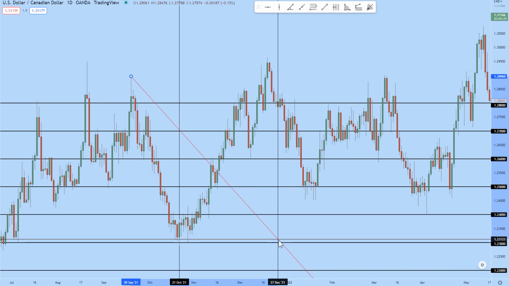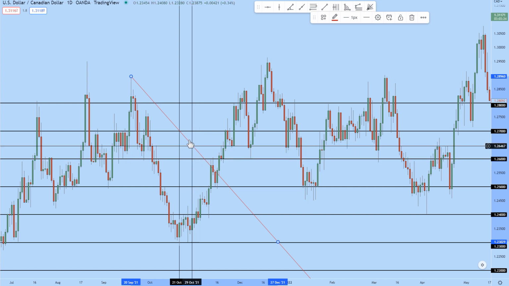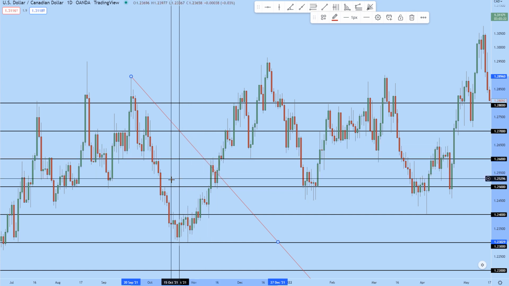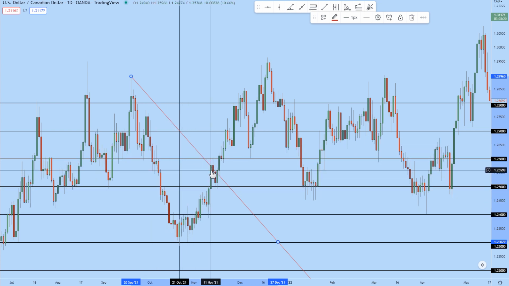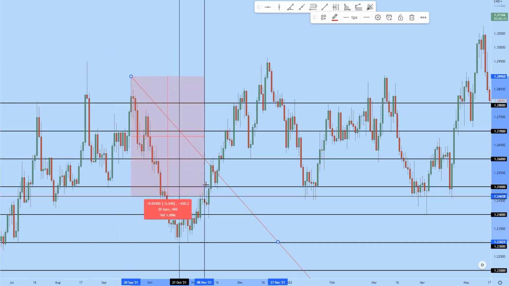If we move down to this line, we see that the angle obviously is a bit more severe. It's a sharper angle, and as a result, it takes less time for the market to get back up to it. So we have a different amount of time. And we can measure that.